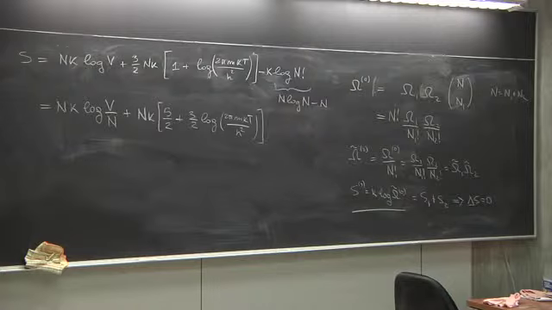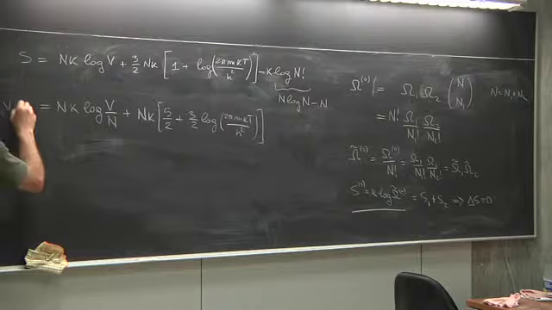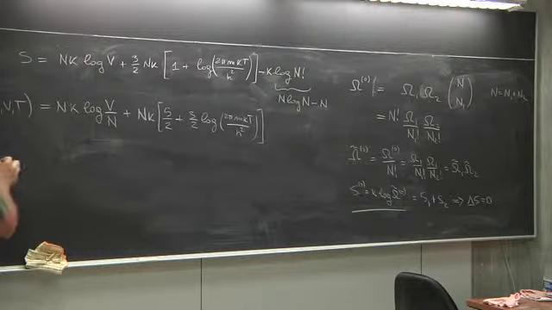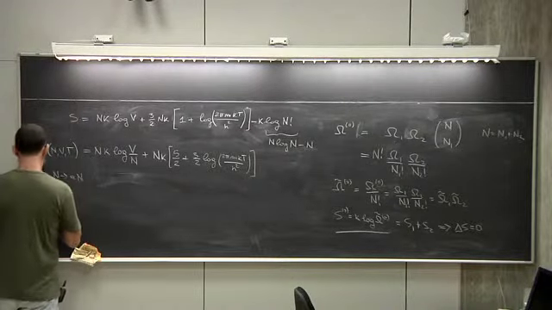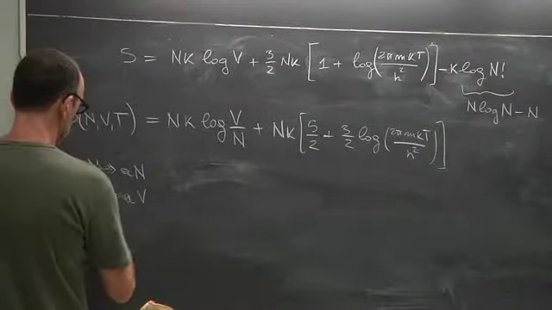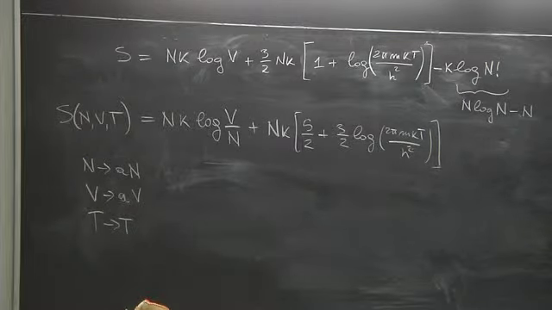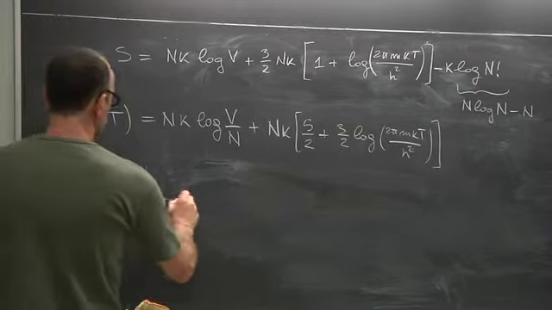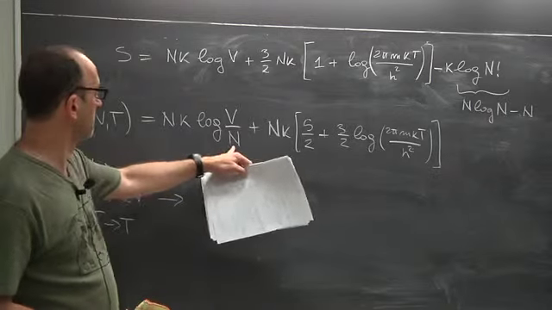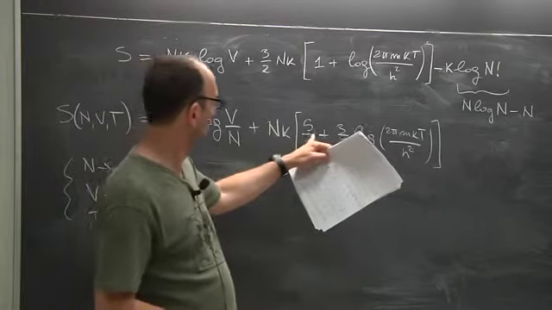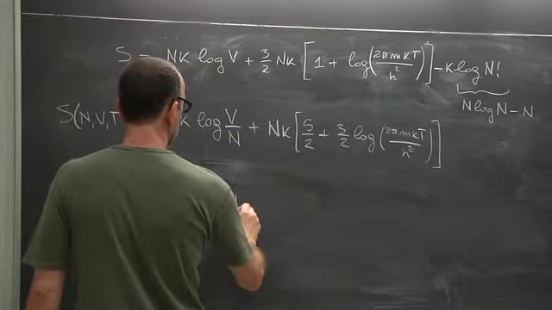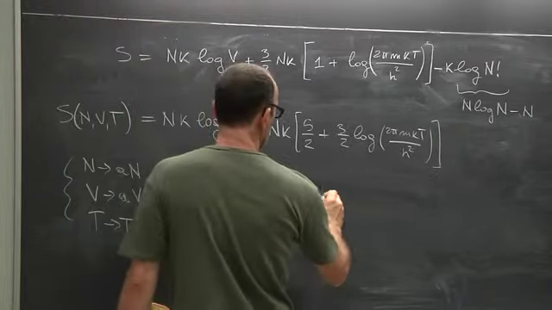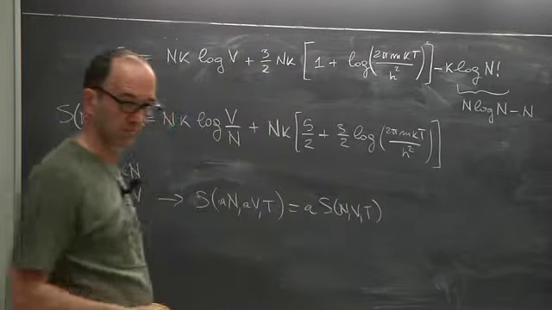Okay? So now you see that this entropy as a function of n, v, and t is really an extensive quantity. Okay? Because if I change n into a times n and v into a times v, and the temperature remains the same because it's an intensive quantity, then under this transformation v divided by n remains v divided by n. Temperature does not change. And you just get that the entropy of a system which is a times bigger is just equal to a times the entropy of the initial system. Okay?